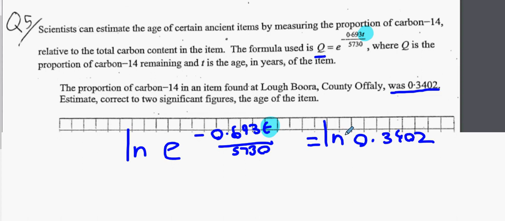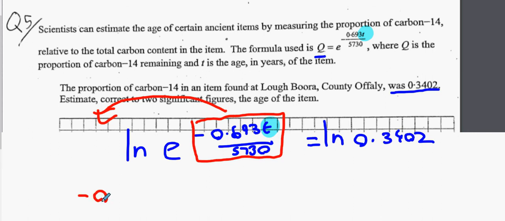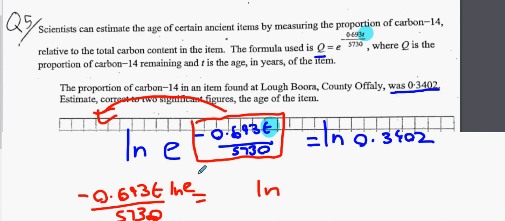Everybody cool with that? Now, what am I allowed to do with the full power? This full power right here, what can I do with it? Move it all to the front. So what do we get then? Minus 0.693 t over 5730. Oh, sorry, ln e. What is ln e? Do I need to put it in? No.